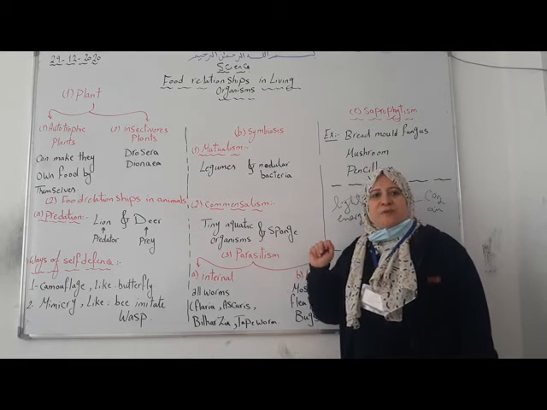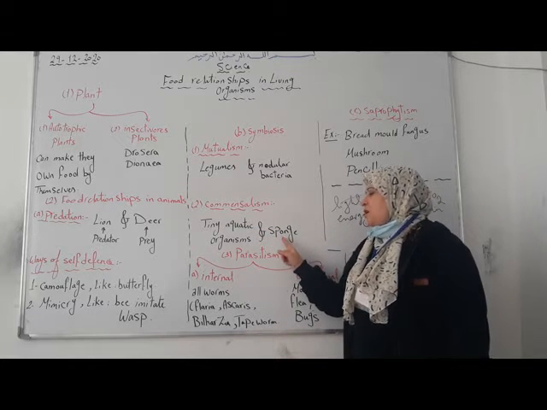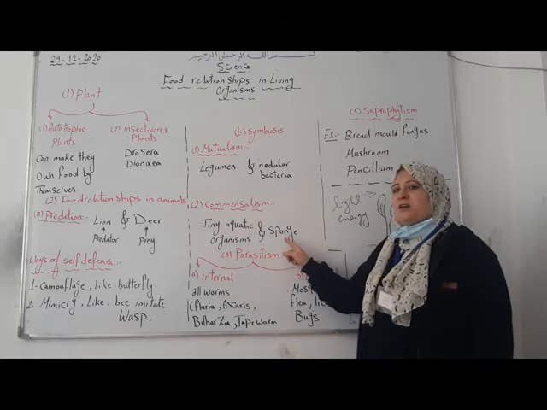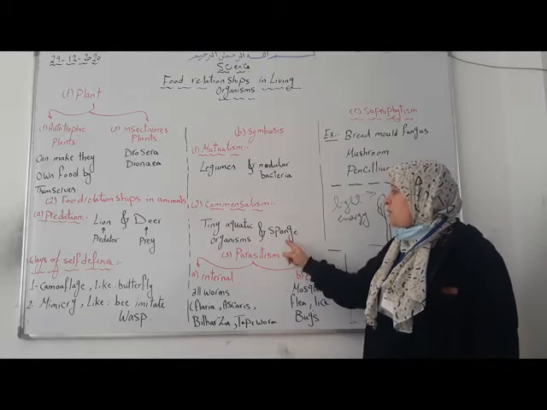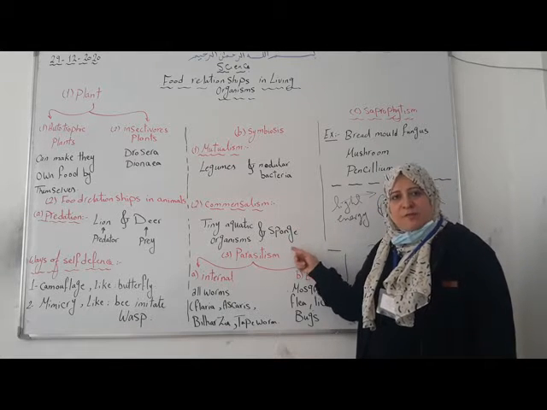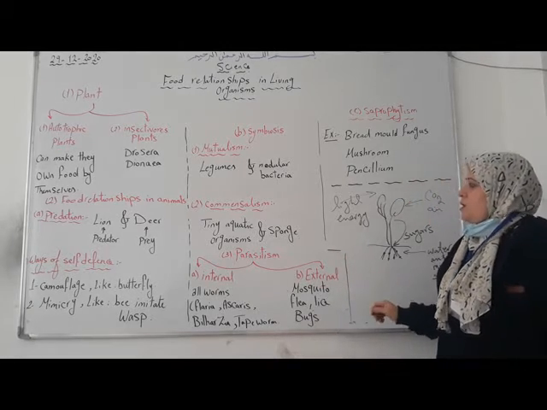How does it benefit from it? بتستفيد منه إزاي؟ The sponge gives it shelter or a home and also gives it some nutrients. Okay? What about the sponge? The sponge neither gets benefit nor is harmed. ولا بيستفيد ولا بيحصل له ضرر.